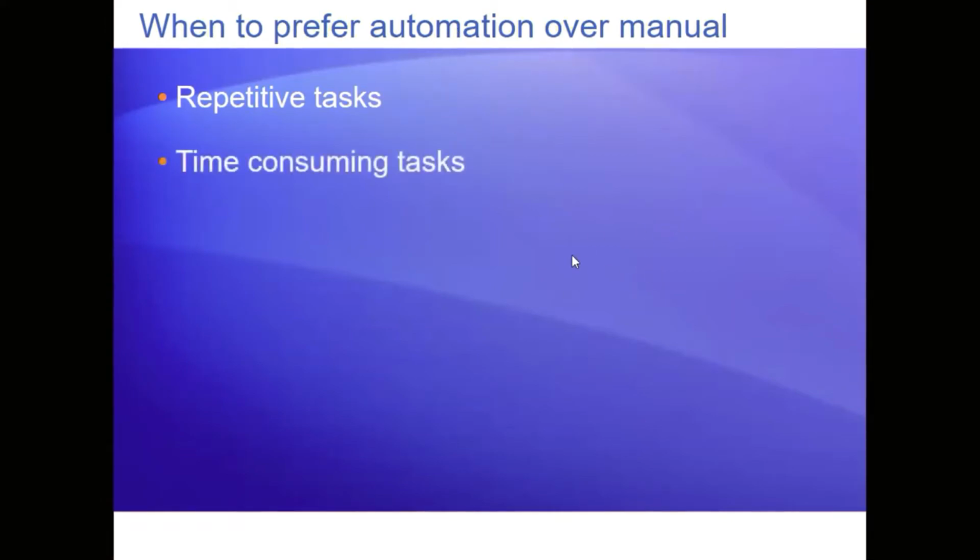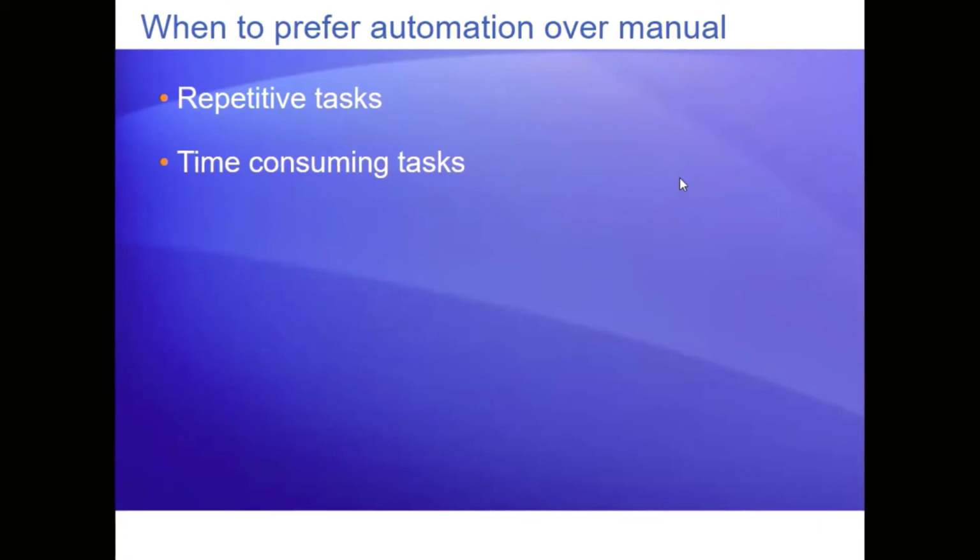Prefer automation for time-consuming tasks. If I have a report on the web and I need to compare that report with the database result, I'll query the database, get the result, and compare the values in the database with the values in the report. In that case, the comparison takes some time, right? So for that type of time-consuming task also, automation is preferable.